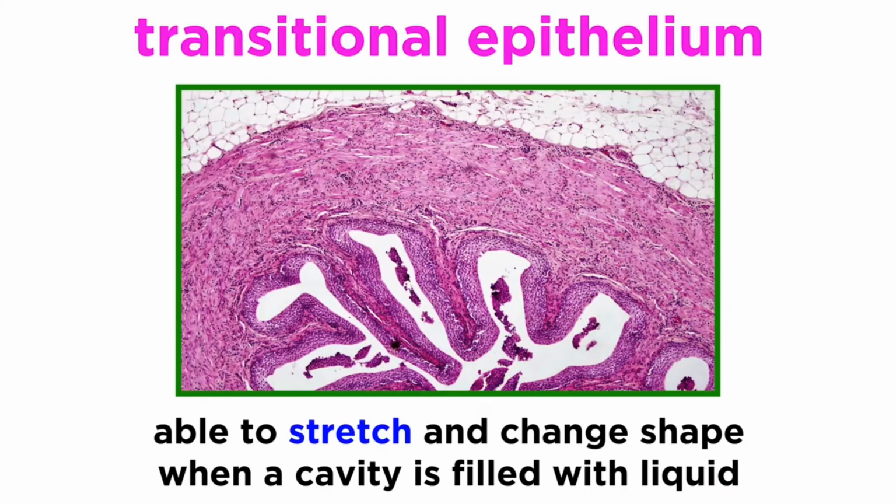Lastly, there is also transitional epithelium, which is able to stretch and change shape to accommodate a cavity being filled with liquid, and this will be discussed when we look at the urinary system.